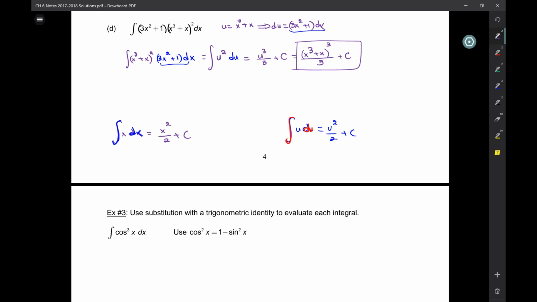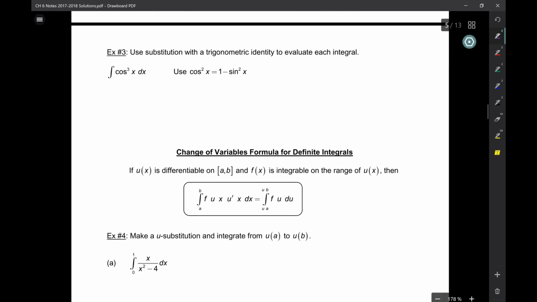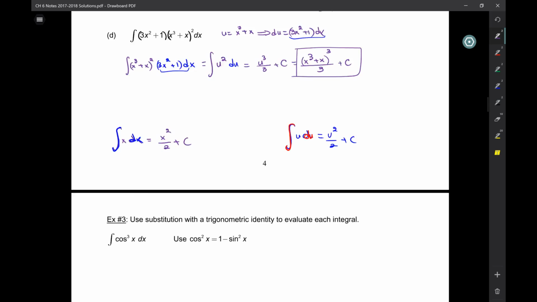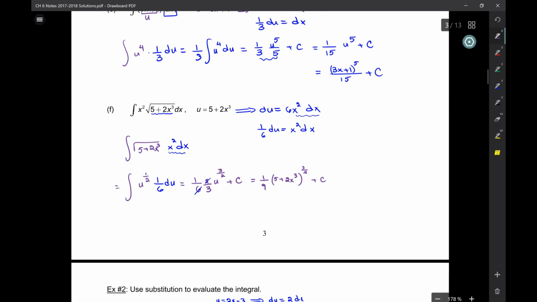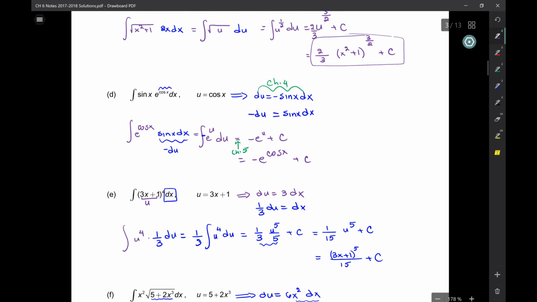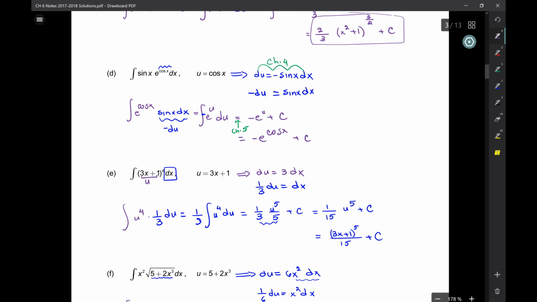Okay, so let's move on. Let's do this trig one. I know you had a trig one on the homework, which you could have done with normal substitution and it would have worked out. We did one here as well, and D here we did with u substitution, and it worked just fine.